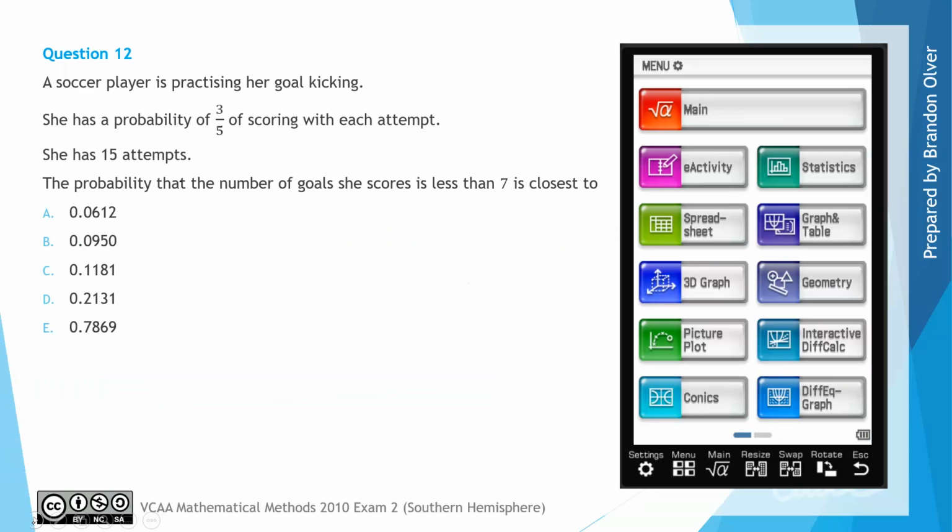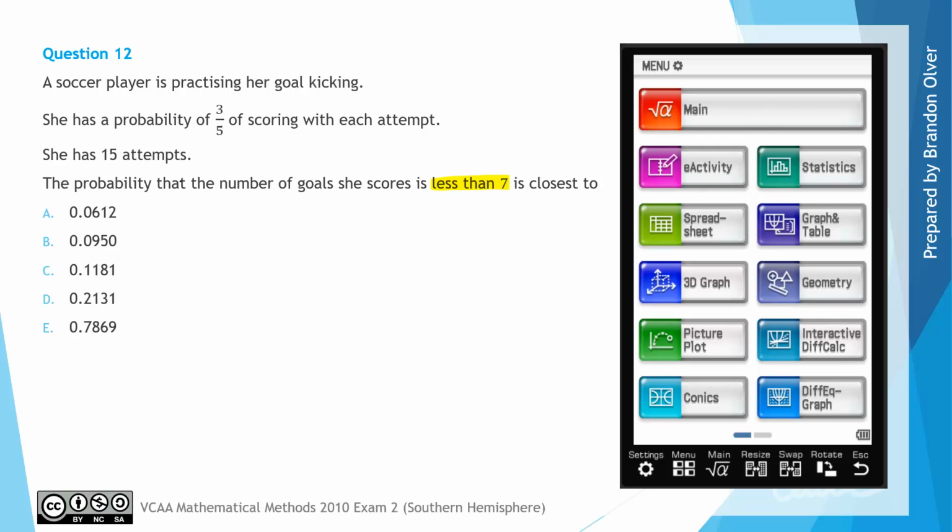So for question 12, we have a soccer player who is practicing her goal kicking. She has a probability of 3 divided by 5 of scoring with each attempt. She has 15 attempts. The probability that the number of goals she scored is less than 7 is closest to one of the following options.